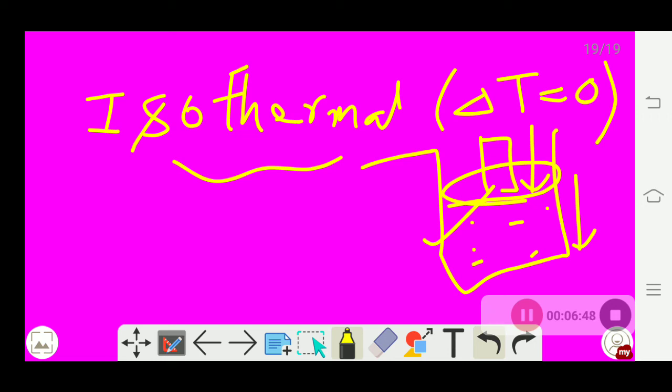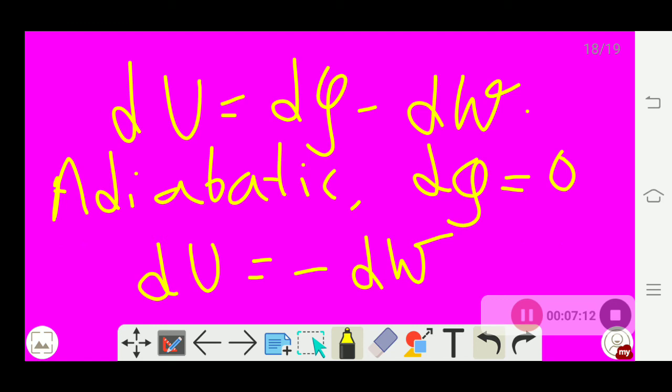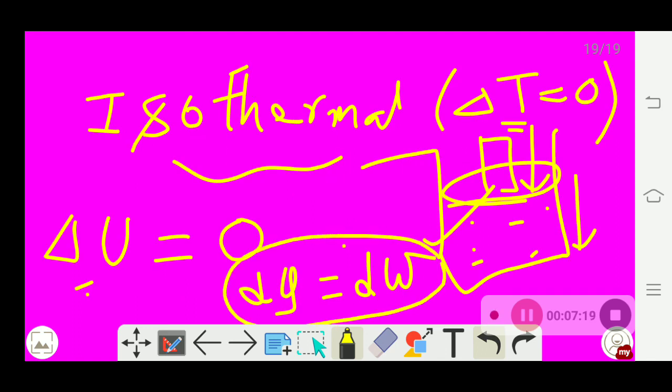So what is isothermal? The temperature remains constant, so delta U will be 0, as U depends on T, I will come into these things in detail. So our first law becomes del Q is equal to del W, right? If this is 0, this equals to this. So this situation is very important in case of isothermal.